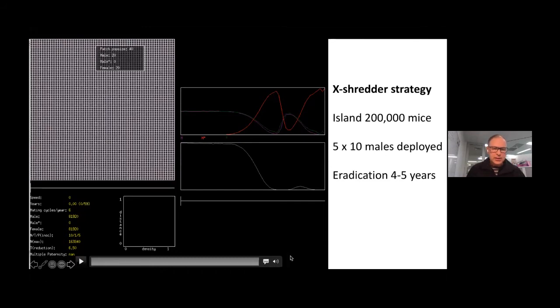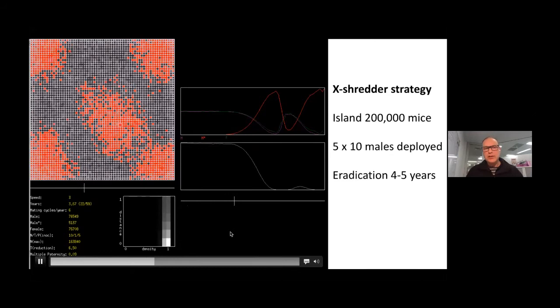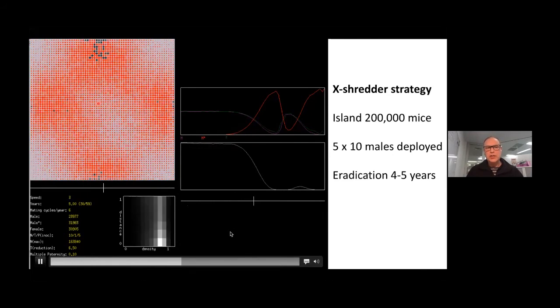And if I can get it to start. Yes, here we go. What you're looking at here is an island, a virtual island. So this is all computer modeling and based on individual-based modeling. And we're deploying into this 200,000 population island the gene drives, which you can see here in red.